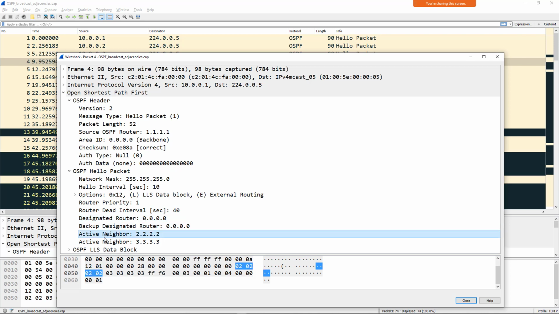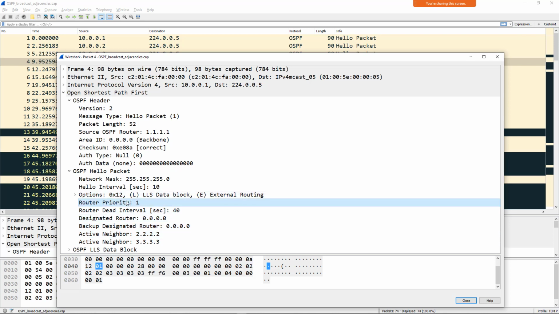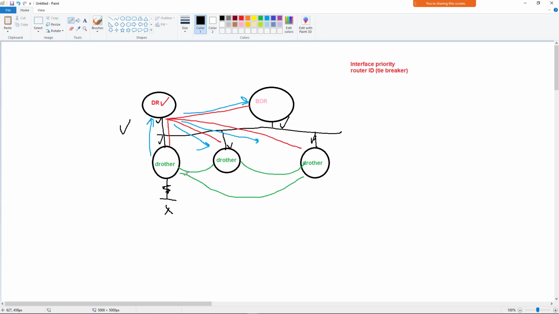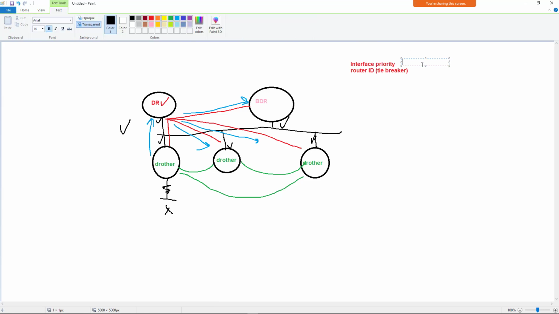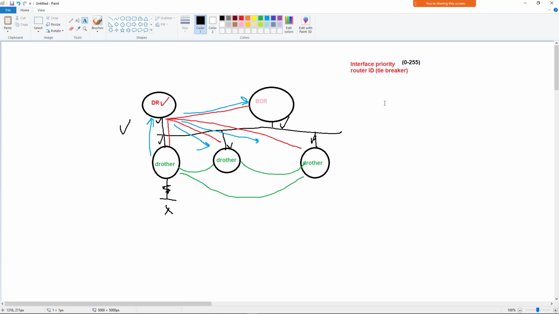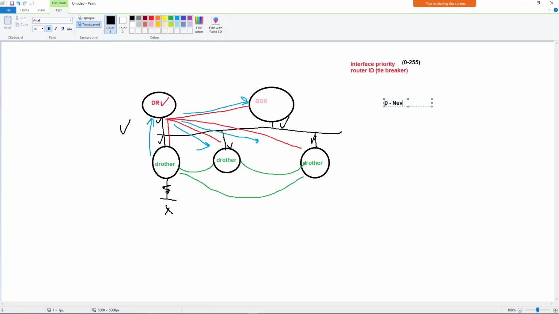And then the neighbor list is consecutive 32-bit fields because it's router IDs, right? But the router priority is an 8-bit field, which means mathematically it can go from 0 to 255. So this priority can be anything from 0 to 255. Now, 0 is special. 0 means you can never be elected.